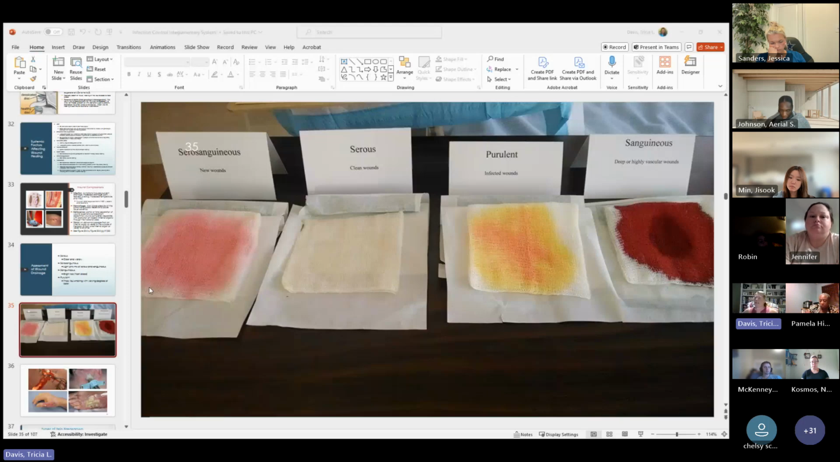Okay. Serous is going to be something that you might see from a surgical incision, so a very clean wound. Purulent is always going to be your infected wounds. Okay. If it has purulent drainage, then it is definitely going to be infected. And that last one is your sanguinous, and this is going to be from your deeper wounds or wounds that are in very highly vascular areas.